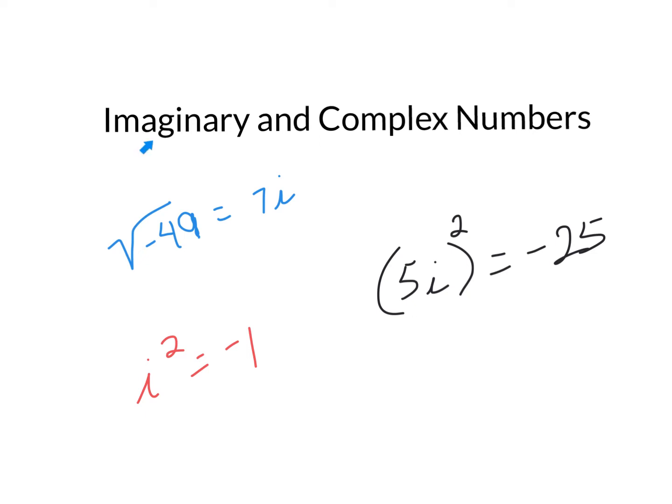In this video lesson, we're going to be looking at imaginary and complex numbers, to understand why we call the square root of negative 49 7i, and why i squared is negative 1, or why 5i squared would be negative 25.